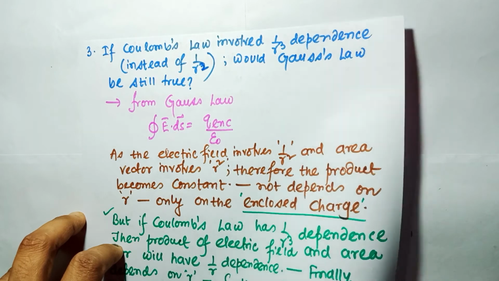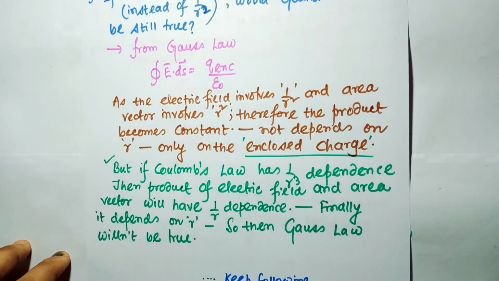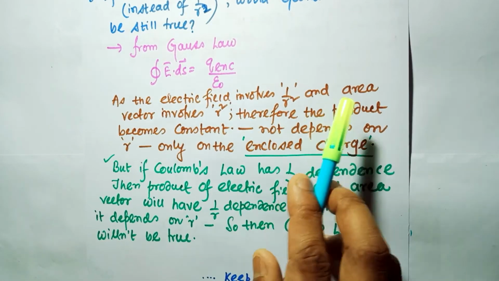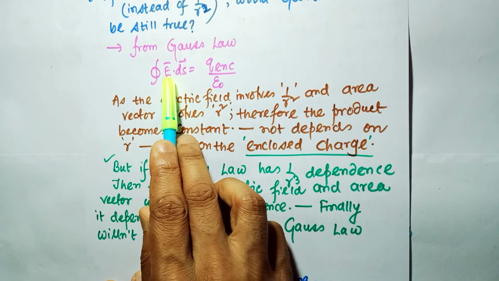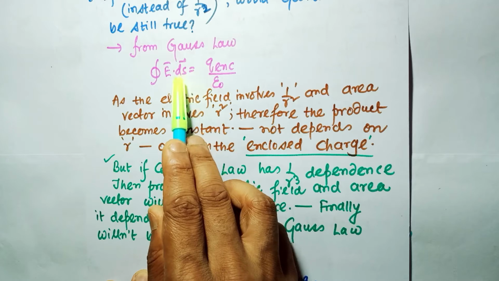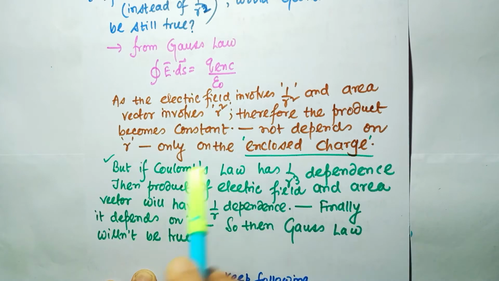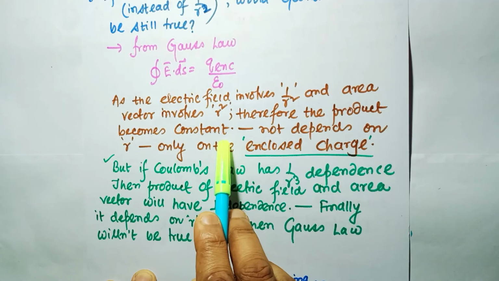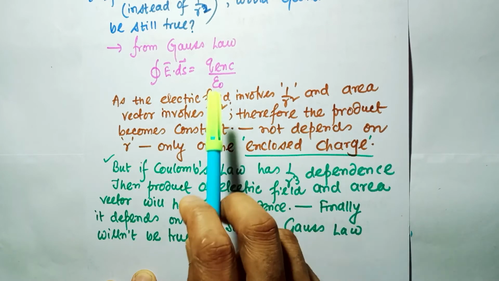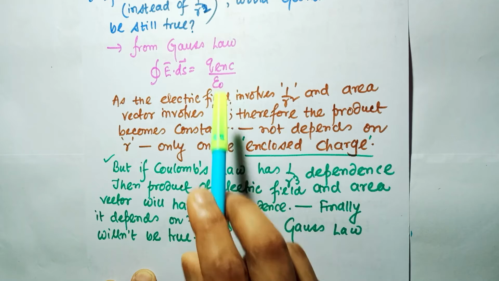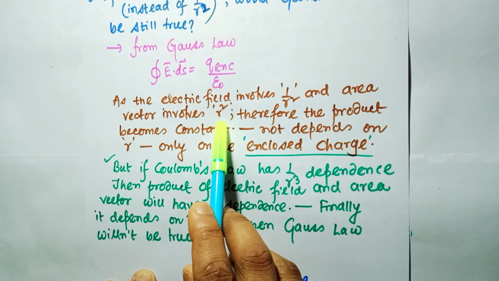Now the electric field involves 1 by r square dependence, and the area vector involves r square. So the electric field is proportional to 1 by r square and the area is proportional to r square. Therefore the product becomes constant because it does not depend on r. It depends only on the enclosed charge, because 1 by r square times r square becomes a constant.